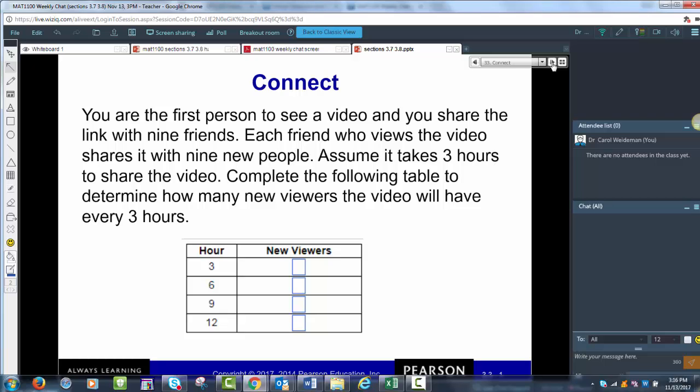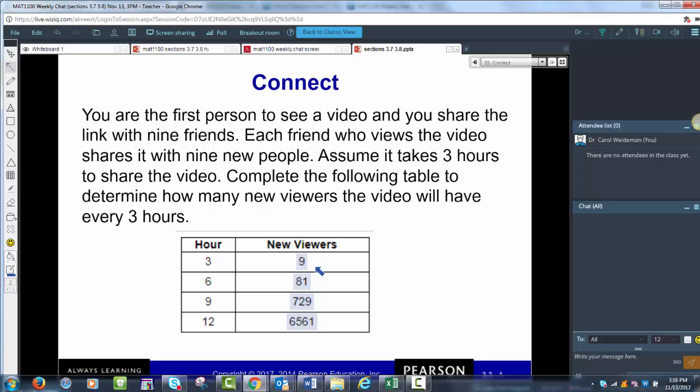Okay, so you're sending it to 3, and they're going to share it with each friend. You're the first person to see it. And then you're going to share it with 9. They're going to share it with 9. So how are we going to fill in the table? So we're going to go 9, and then each of these sends it to 9. So 9 squared, 9 cubed, etc.